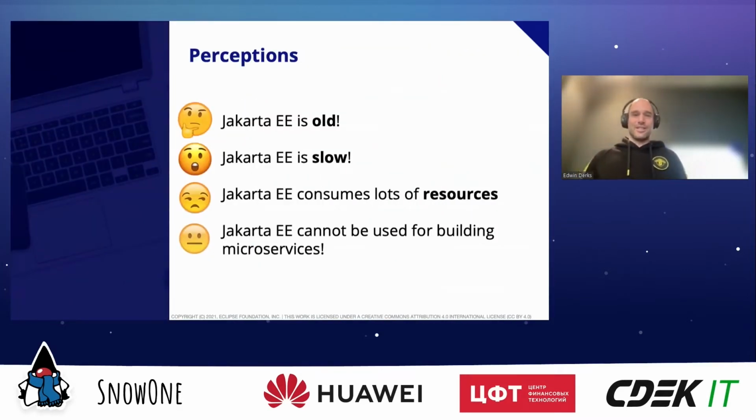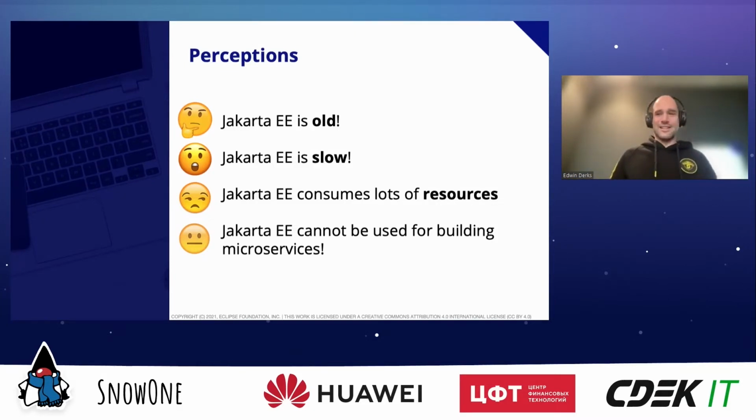Like I said, over the years, Jakarta EE is kind of old now, like 25 years, and Spring also. So there are a lot of perceptions from developers that I hear nowadays. They say Jakarta EE is old. That's correct, but is it necessarily a problem?